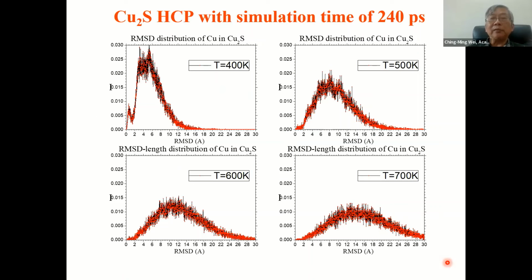However, if you go to study SCP copper to sulfur, you will see something strange here. That means all the atoms here have not moved yet, not joined the diffusion yet. So this is not converged.